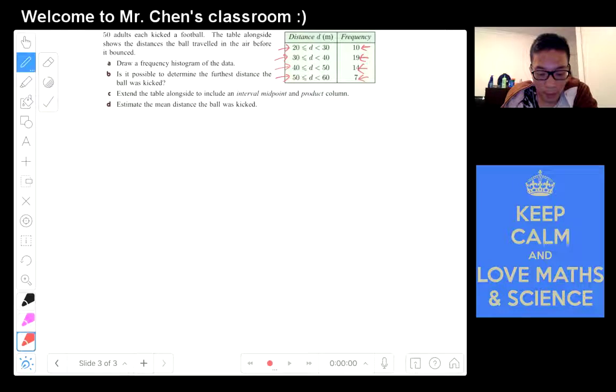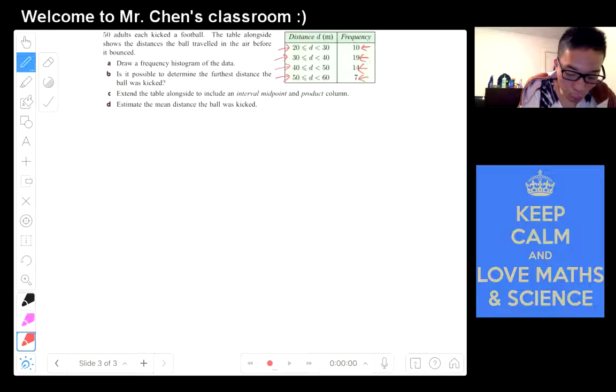So you have to do A, B, C, and D. I have to do it actually. So first I have to draw a frequency histogram, which I'm going to show you how to do, and B, talk about whether it is possible to determine the furthest distance the ball has been kicked. C, extend the table along to include interval midpoint and product columns, and D, estimate the mean distance the ball was kicked. So let's do A first.